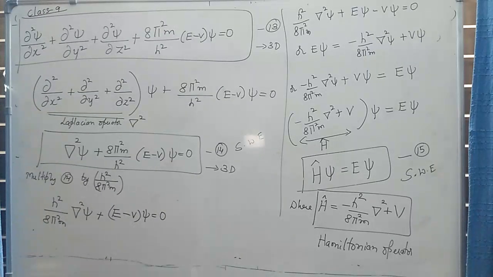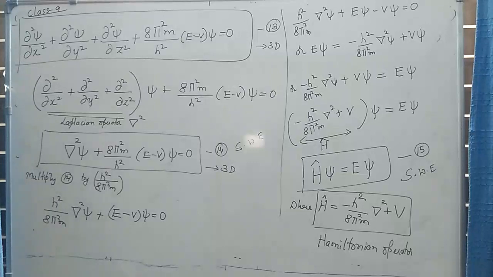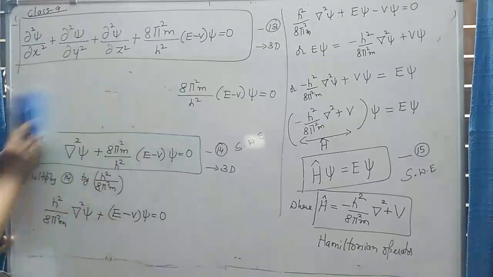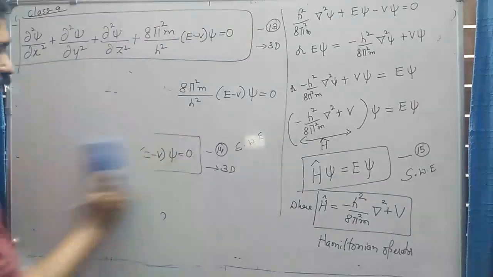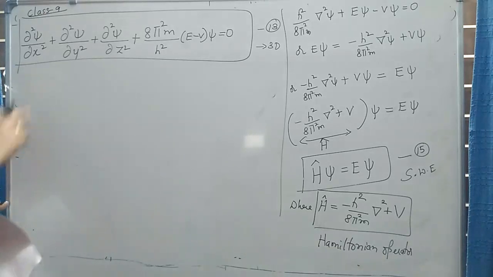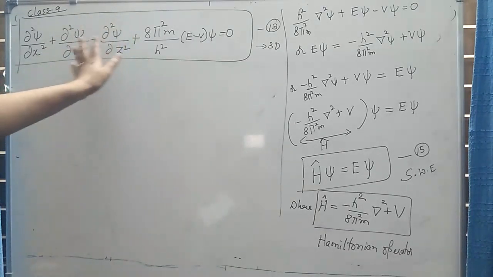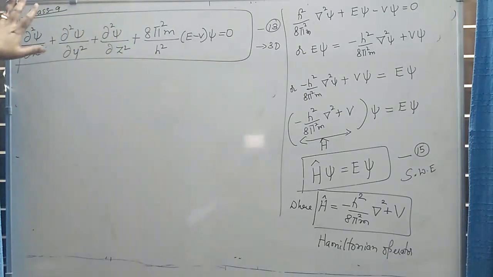Now let us try to write what would be the corresponding Schrodinger wave equation in one dimension. So let us look at equation 13 and try to write the corresponding one-dimensional Schrodinger wave equation. How do we reduce this three-dimensional equation to a one-dimensional equation? In the three-dimensional equation you have three variables x, y, z. In one dimension we require only one variable x. So these two terms become zero, and you have only one term with respect to x. That is one change you have to make.